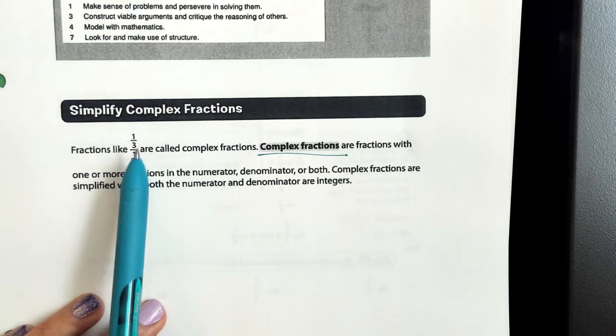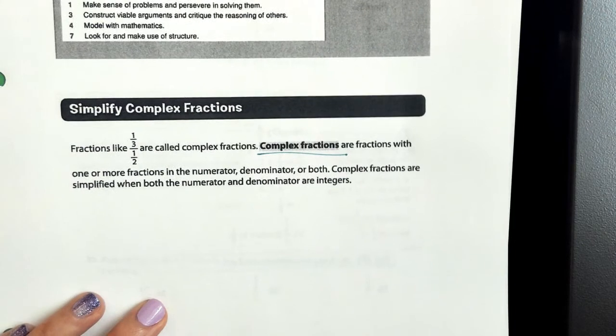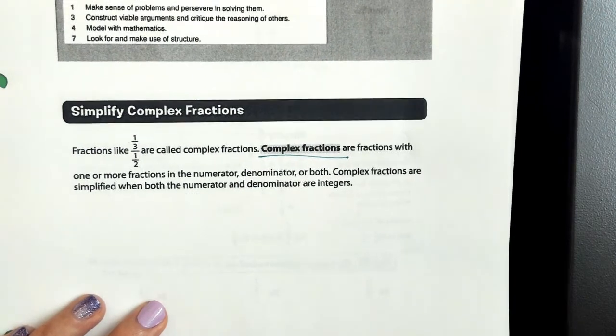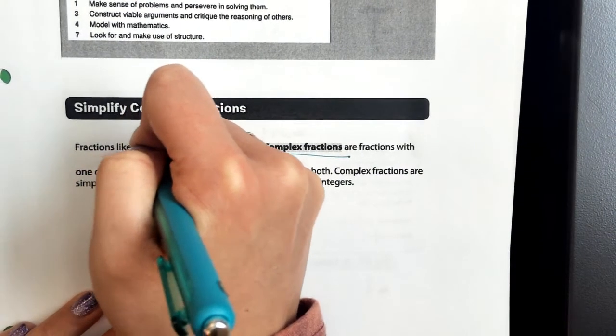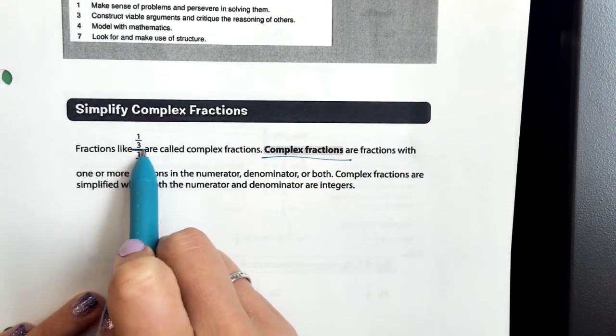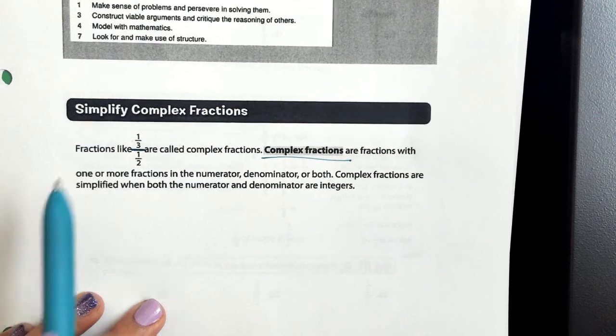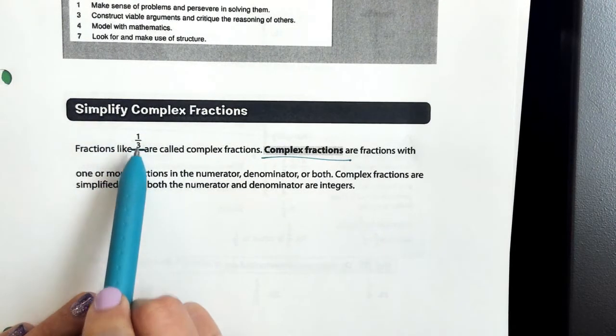So here they're both fractions. I would need to make them both into integers in order for it to be in simplified form. With fractions, remember that fraction bar really means division. So what this is really saying is 1/3 divided by 1/2.